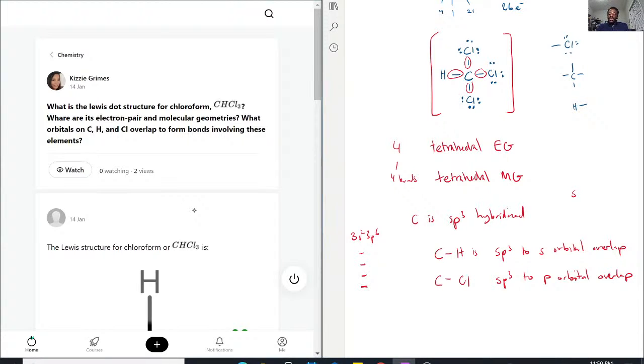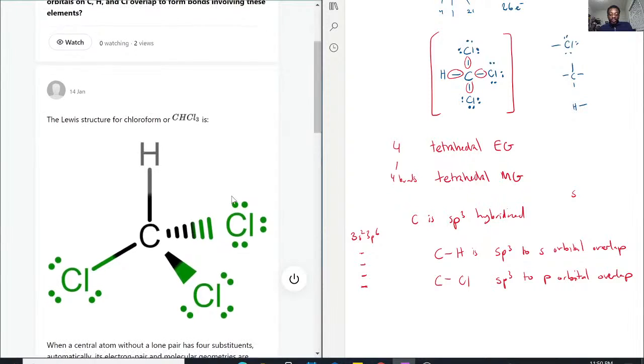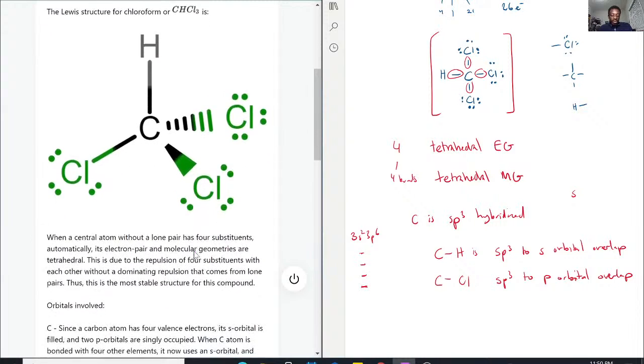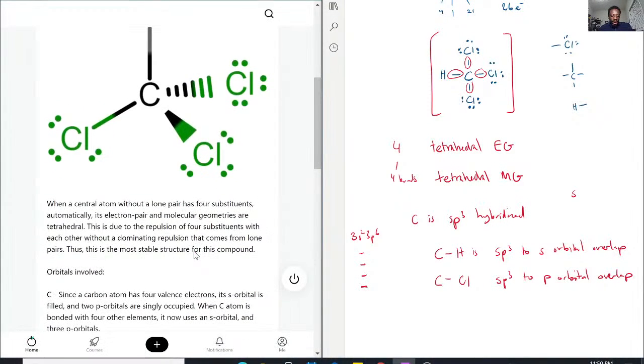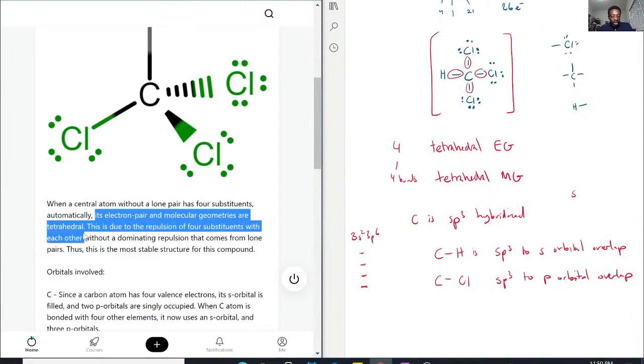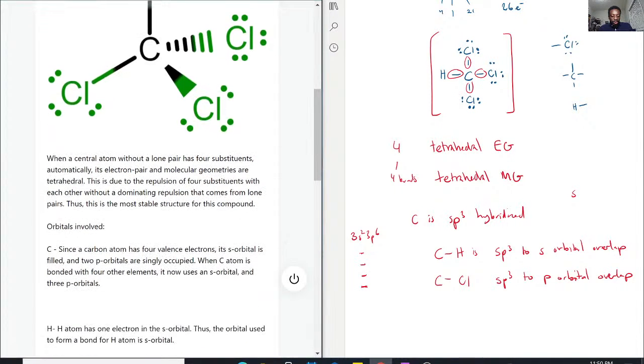So this is a review. We have exactly C to H, sp3 to s, C to Cl, sp3 to p, and they're both tetrahedral for electron geometry and molecular geometry, and we also have the Lewis dot structure. So this would be more of its 3D shape, but we can still pass the Lewis dot structure. In terms of the molecular geometry and electron pair geometry, it is indeed tetrahedral.